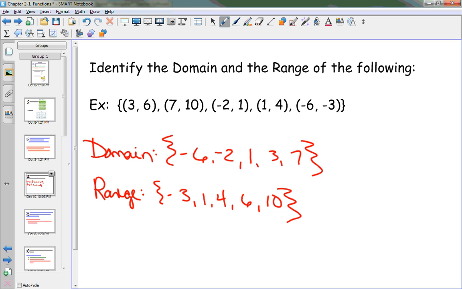Now let's say I had a repeated x in there. I had the point (4, 1) and the point (4, 3). Would I need to repeat 4 twice in my domain? No, I would not. So I do not need to repeat my domain or my range if they're repeated values.